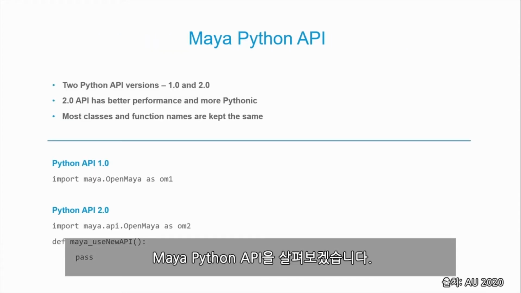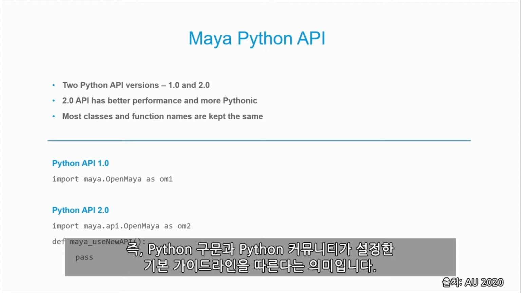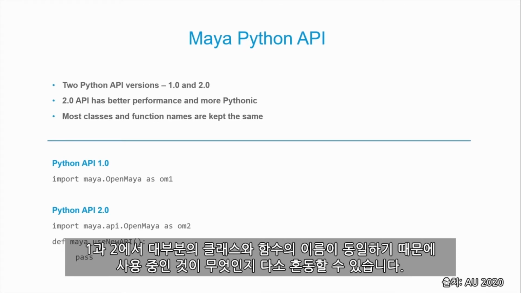So Maya Python API. There are actually 2 versions of the Python API, 1.0 and 2.0. The 2.0 API has better performance and it's more Pythonic. And by Pythonic, it means that it follows the Python syntax and conventional guidelines set by the Python community. And between 1 and 2, most classes and function names are kept the same, so it could get a little confusing on which one you're using.